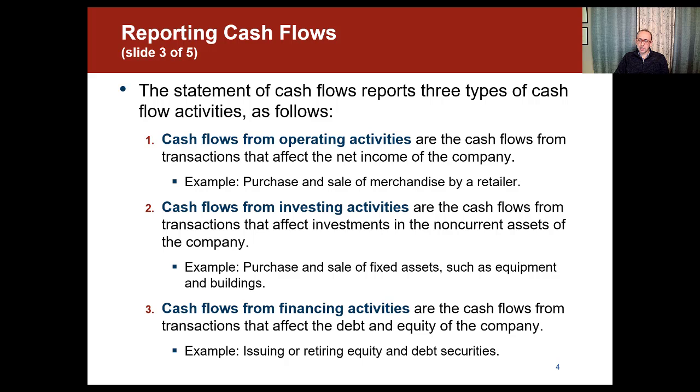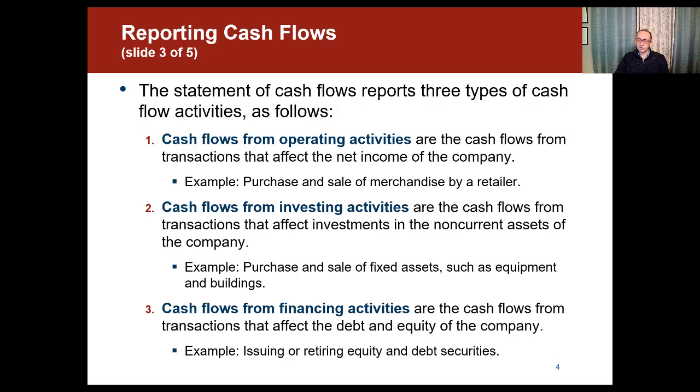On the other side, cash flows from investing activities, these are the cash flows from transactions that affect investments in the non-current assets of the company. To be more specific, things related to property, plant, and equipment or fixed assets. So purchase and sale of fixed assets, such as equipment and building, would fall into this category. So if we're buying equipment, the cash paid is going to be appearing in the investing activity section. If we sold an equipment or sold, let's say, a building or land, in this case, again, the amount of cash inflow that we receive in exchange of this kind of transaction would appear in the investing activities.